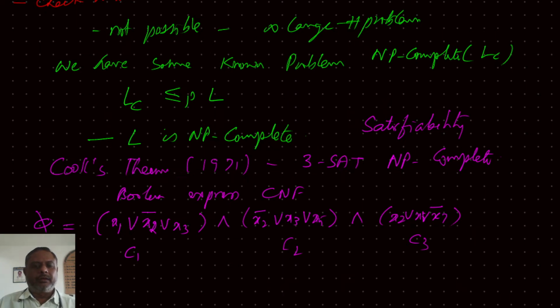So here a 3-SAT problem is given, and the aim is to identify the values of xi, whether they are 0 or 1, because we are talking of a Boolean function. So each xi is true or false, so that phi is true. Definitely this is hard, because if there are n literals, then there will be 2 to the power n combinations, and hence solving this is an exponential problem.